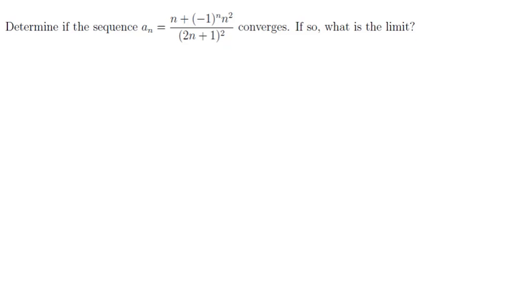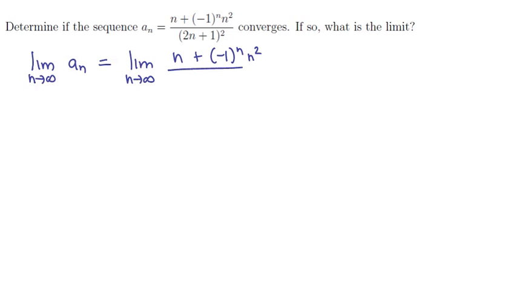Determine if the sequence a_n = (n + (-1)^n) / n times n^2 / (2n + 1)^2 converges, and if so, what's the limit? So the problem is asking us to work out the limit of the sequence a_n. In other words, the limit as n tends to infinity of (n + (-1)^n) times n^2 over (2n + 1)^2.